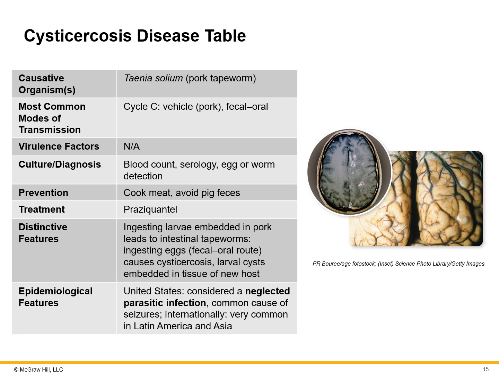And just a little information here, that's a summary. So cycle C, again, prevention is cooked meat, avoiding the pigs. There is an anti-helminth that is available. The distinctive feature is that ingesting the larvae in the pork is what leads to the intestinal tapeworms. Ingesting the eggs, though, has a different name, called cysticercosis. And then the larval cyst can become embedded in the new host. It's showing here a picture of the brain that actually contains some of these worms where they have been able to migrate.